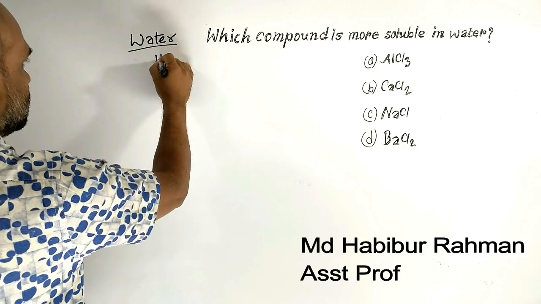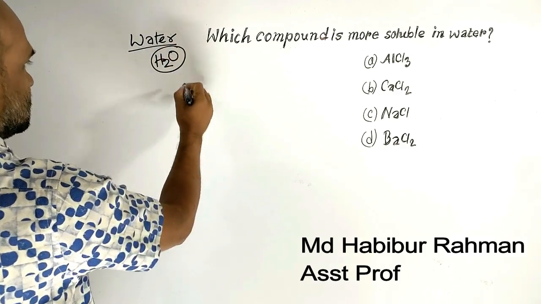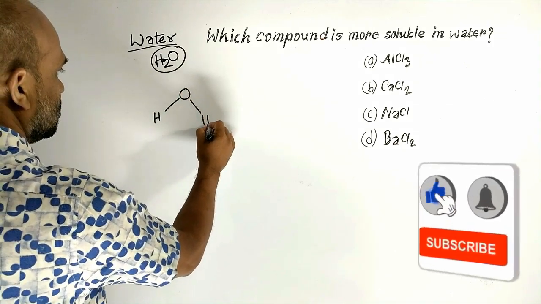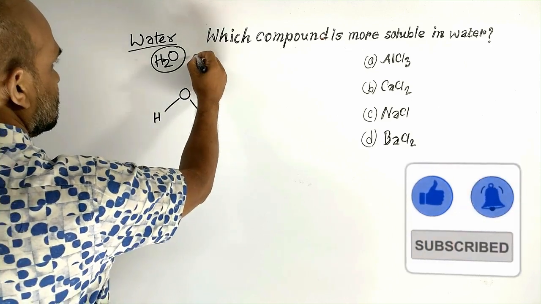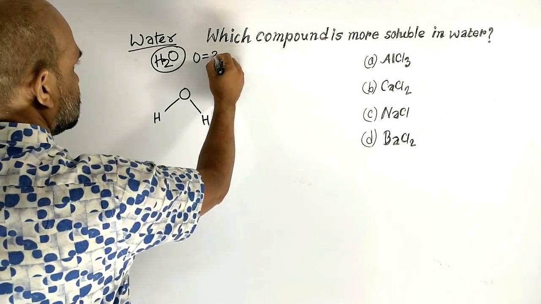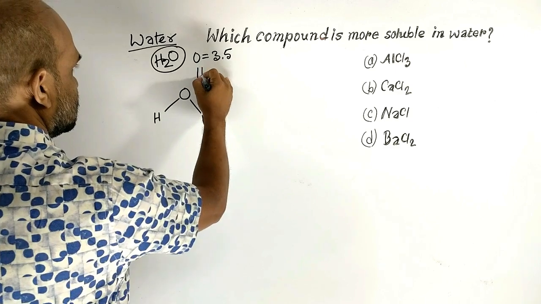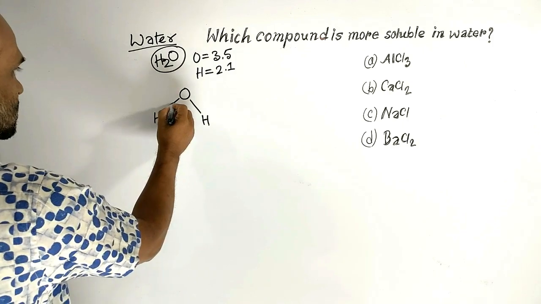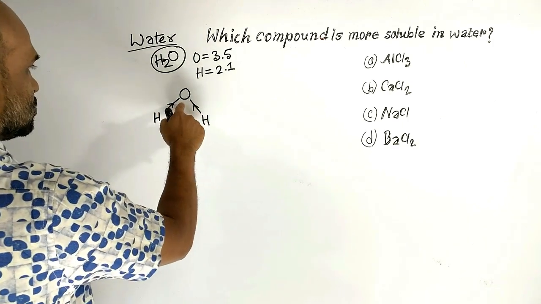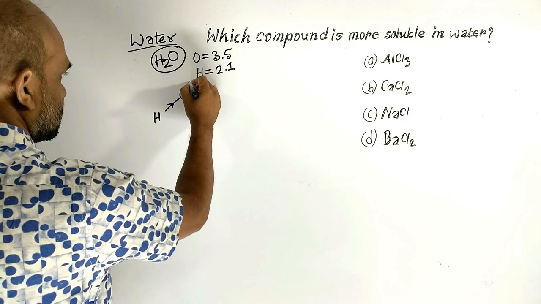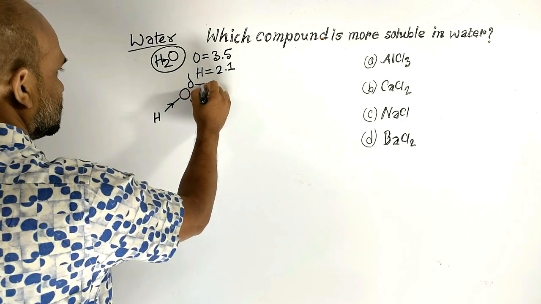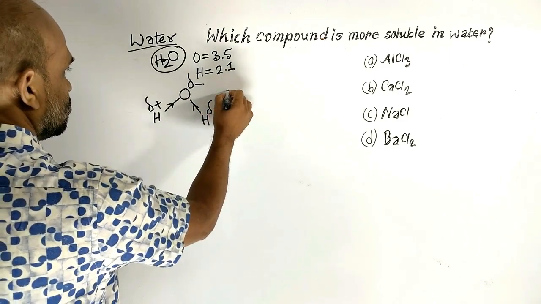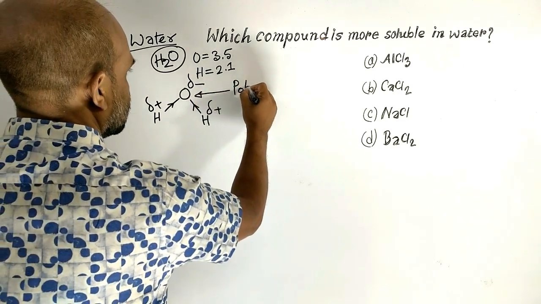This is the molecular formula. The structural formula is this: bent or V-shaped. Here, the electronegativity of oxygen is 3.5 and hydrogen's electronegativity is 2.1. So, the electron cloud moves towards oxygen. As a result, oxygen becomes partially negative in charge and hydrogen becomes partially positive in charge. That is, water is a kind of polar molecule.